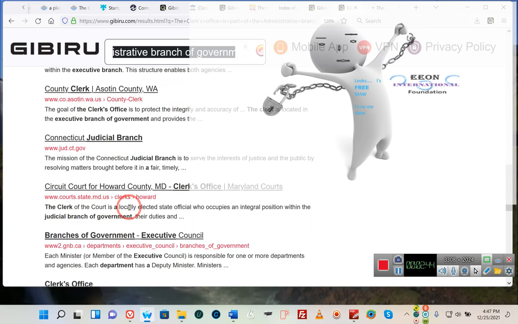Understand, the clerk of the court is a locally elected state official. These are state courts, people, who occupy an integral position within the... No! They just said the clerk of the court is part of the executive branch when they said the clerk. So let me show you how they play with y'all.